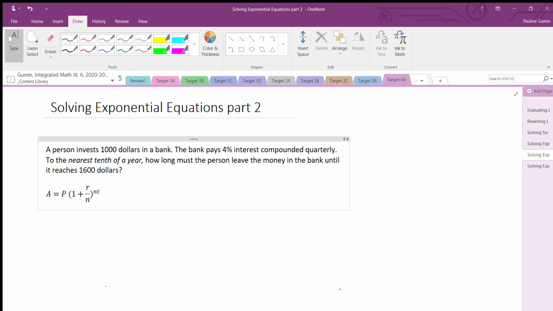So, say we invest $1,000, meaning we just put it away, and we don't look at it. We're not putting anything else in it. The bank says, hey, if you put $1,000 in, we'll pay you 4% interest and we'll compound that quarterly. To the nearest tenth of the year, how long should we leave the money in until we reach $1,600? Meaning, we're not adding any money to it.